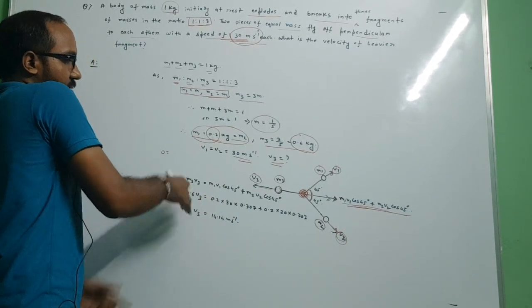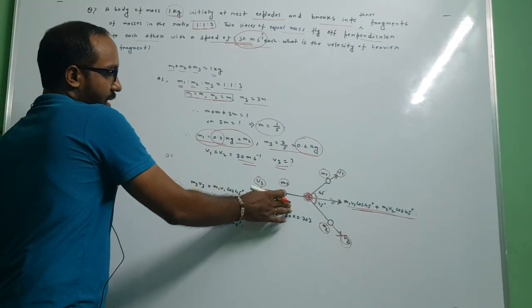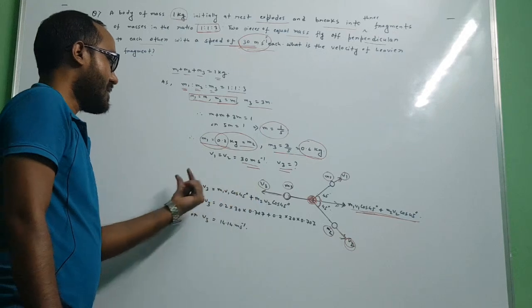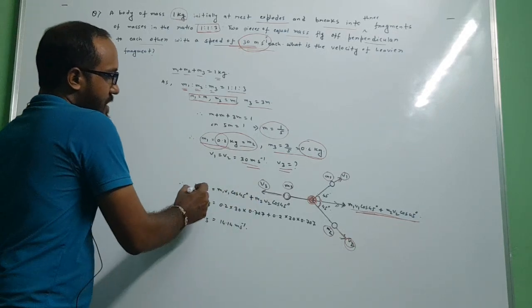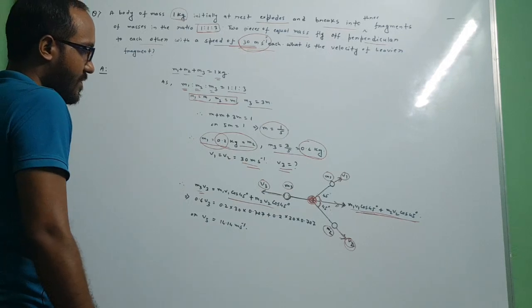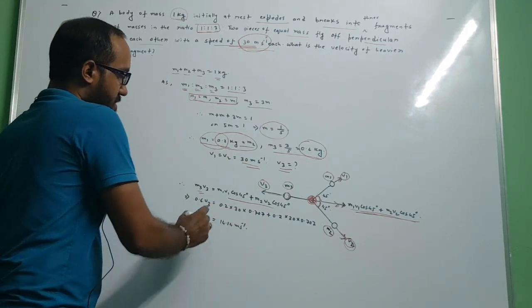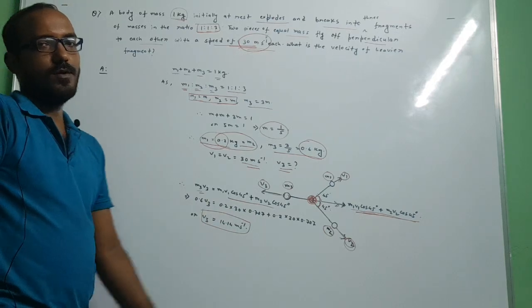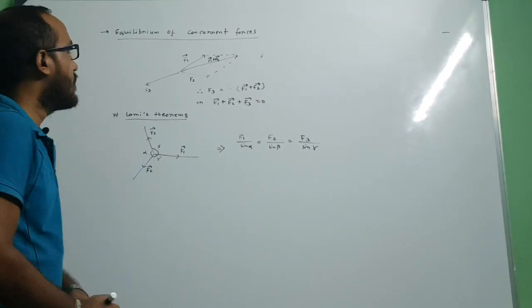Taking m3 v3 to the other side, it should be minus m3 v3 equals 0. So if you take m3 v3 to the left hand side, m3 v3 equals m1 v1 cos 45 plus m2 v2 cos 45. Put all the values, and you will get the velocity of the bigger fragment as 14.14 meters per second. Let us move forward.